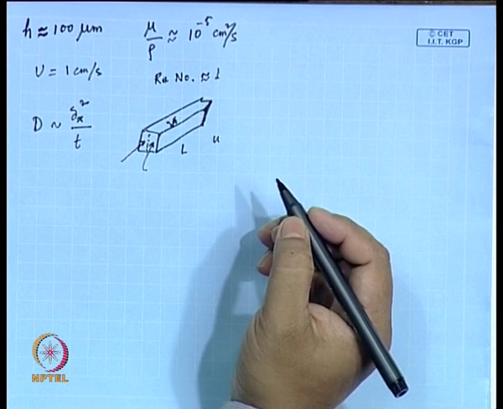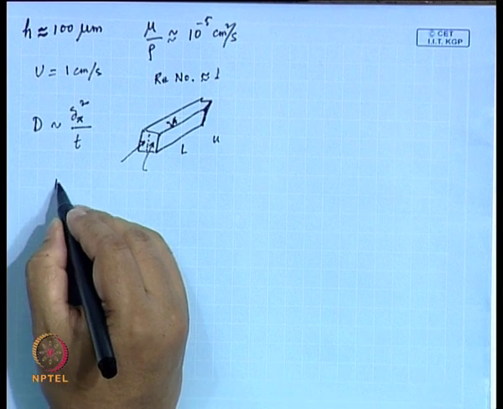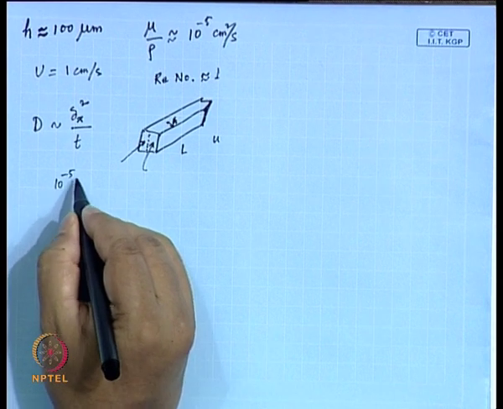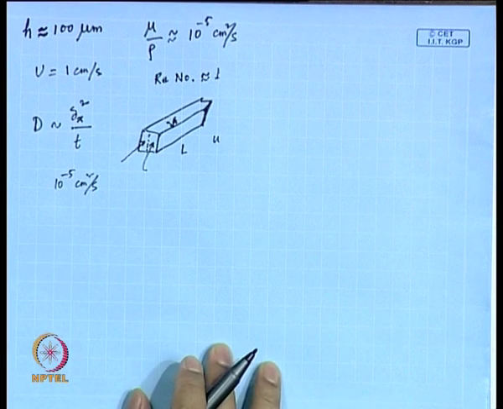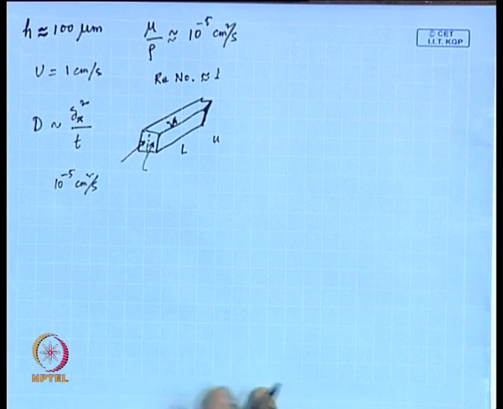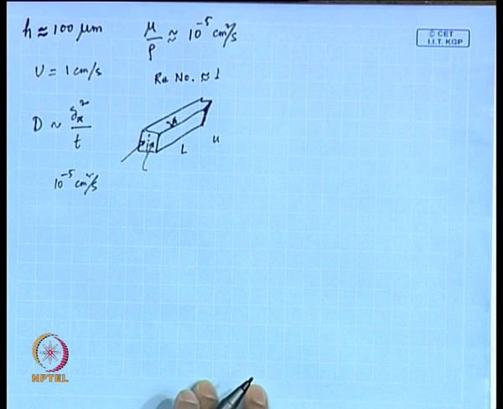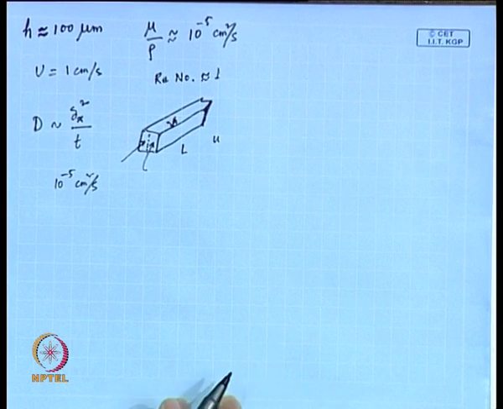just think about the diffusivity. What is the diffusivity you have? 10 to the power minus 5 cm square per second. That is the typical diffusion coefficient you have for a common, say, NaCl solution. That is the common diffusivity.